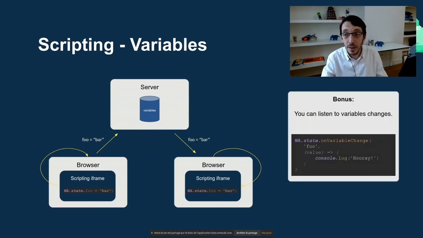And additionally, you can even listen to changes using onVariableChange here, which allows you to fire a callback when a variable is changed. So with this, we can share a state and so display, for instance, if I've got a door, it can be opened or closed depending on the state of a variable, which will actually show or hide a layer.